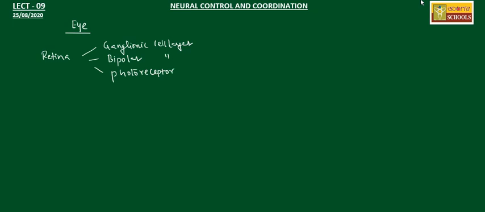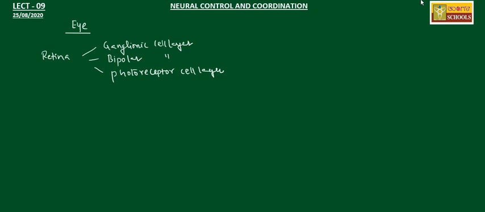Welcome. In this session, I'm going to discuss the structure of a retina, and then we will also see the mechanism of vision. In the last session, I mentioned that the retina has three layers. The three layers are the ganglionic cell layer, the bipolar cell layer, and the photoreceptor cell layer.